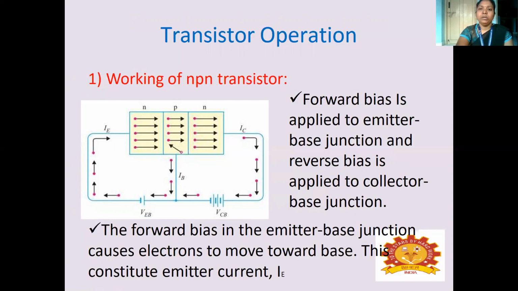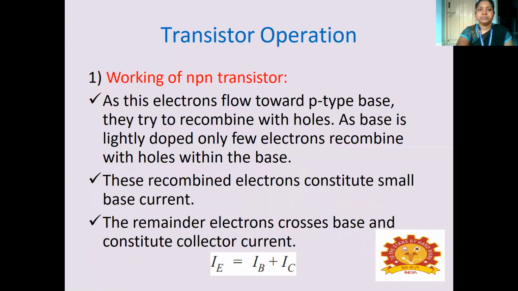Clear? So the forward bias is applied to the emitter base junction and the reverse bias is applied to the collector base junction. So you can see whether it is forward bias or reverse bias depending upon the junction. The forward bias in the emitter base junction causes electrons to move towards the base. This constitutes the emitter current IE. So when you give the forward bias to the emitter base junction, it makes the electrons move towards the base, which is called the current IE.